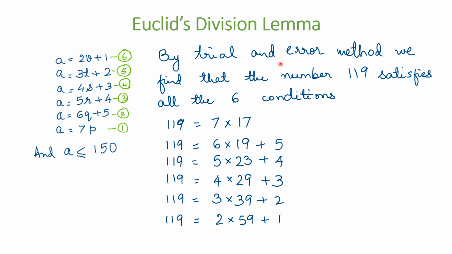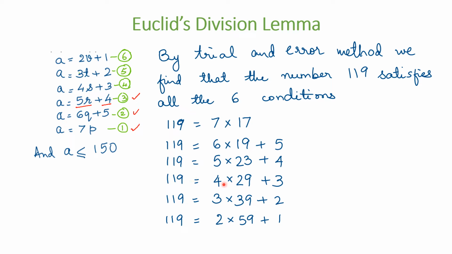Now, by the trial and error method, we find that the number 119 satisfies all 6 conditions. You see, 119 is a multiple of 7. When you divide 119 by 6, you will see 6 into 19 plus 5. So my second condition is also satisfied. 119 is equal to 5 into 23 plus 4. That means this condition is also satisfied.